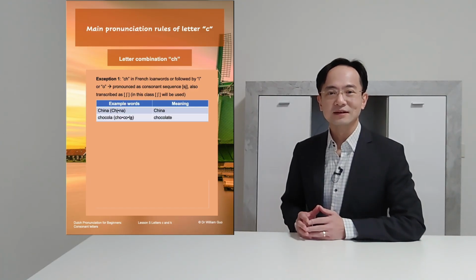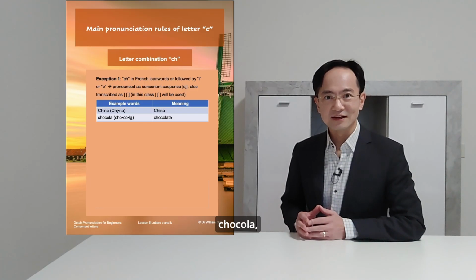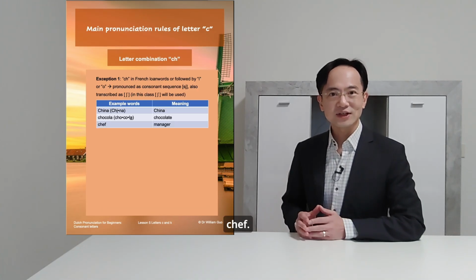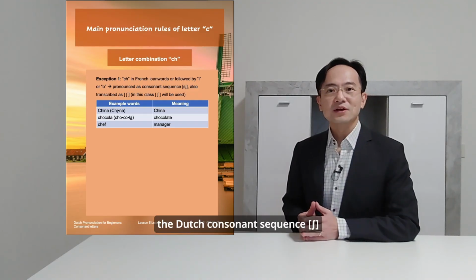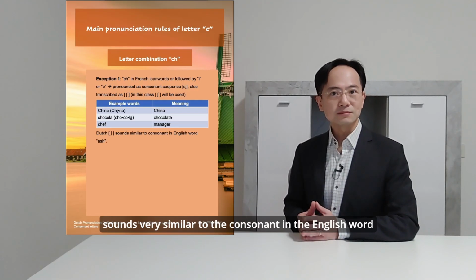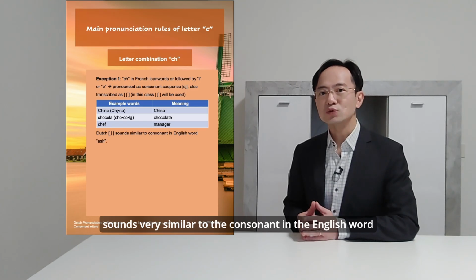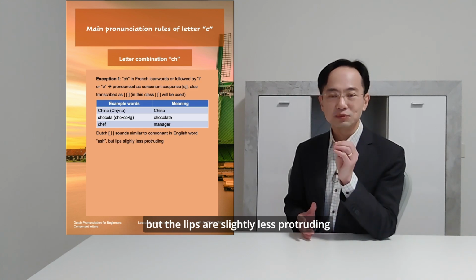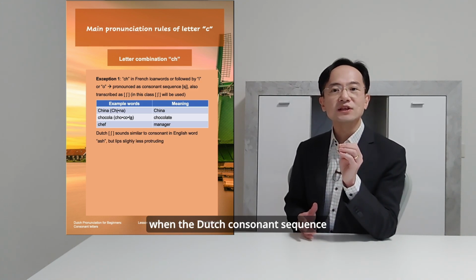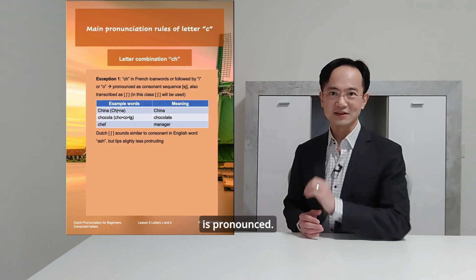China, chocolat, chef. As you may have noticed, the Dutch consonant sequence sh sounds very similar to the consonant in the English word ash, but the lips are slightly less protruding when the Dutch consonant sequence sh is pronounced.